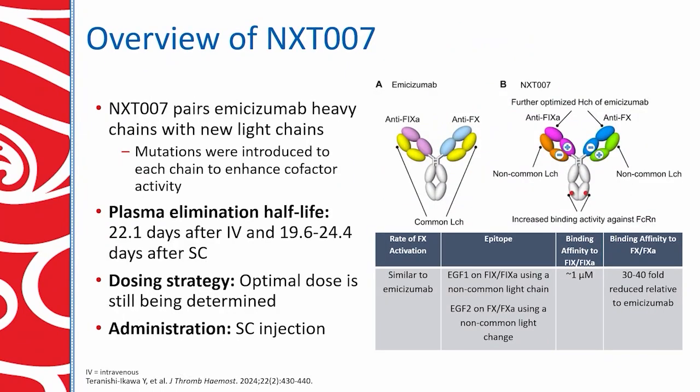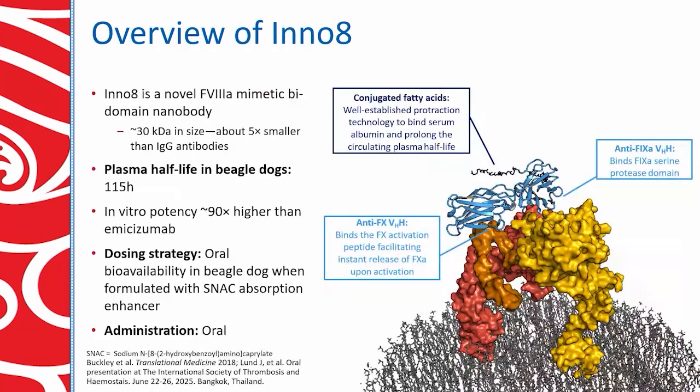Now coming to NXT007, here we also have a bispecific antibody, but structural changes have been made. Particularly, you can see this in the light chain of these molecules. Here, mutations were introduced to each chain to enhance the cofactor activity and to generate more thrombin. The dosing strategy has to be defined. Optimal dose is still being determined, and this product is also given subcutaneously.